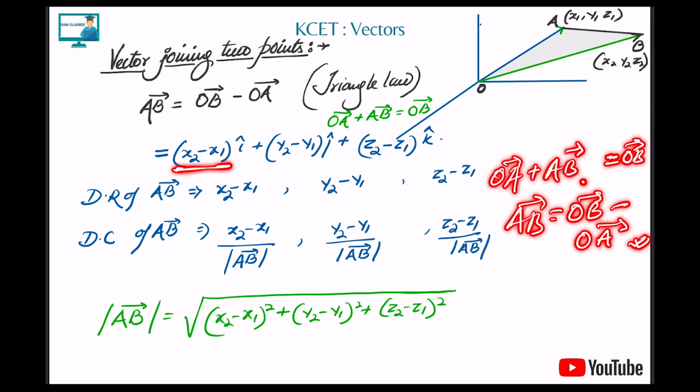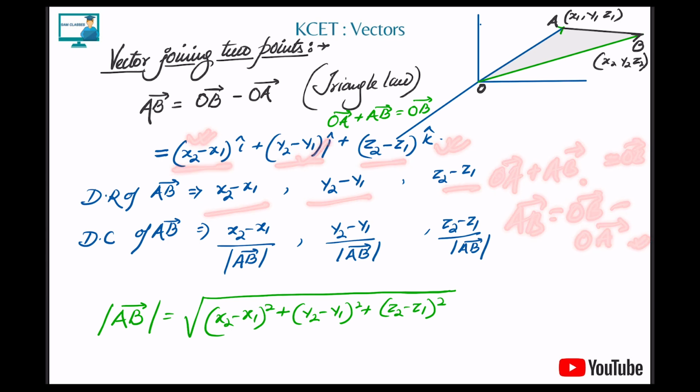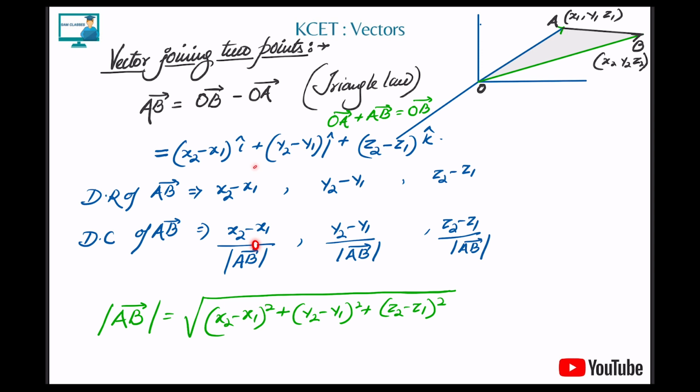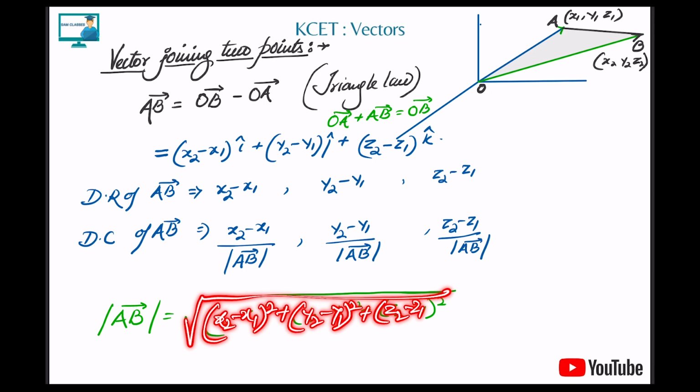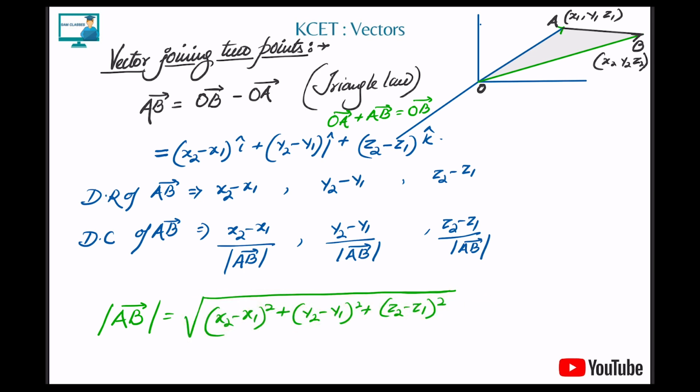So position vector of B minus position vector of A gives x2 minus x1 i plus y2 minus y1 j plus z2 minus z1 k. So direction ratios will be these only. And the direction cosines, just divide by the magnitude of AB vector. Clear? And what is the AB vector magnitude? It is root under of x2 minus x1 whole square plus y2 minus y1 whole square plus z2 minus z1 whole square. That's it. Nothing more than that. Very simple. Okay. Clear?